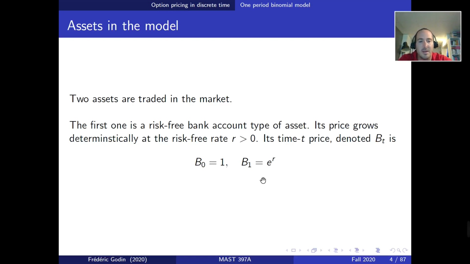Okay, so the value of this asset is not random, it's deterministic, and it increases from 1 to exponential R between time 0 and 1. Okay, so you accrue interest on one period if you own this asset.